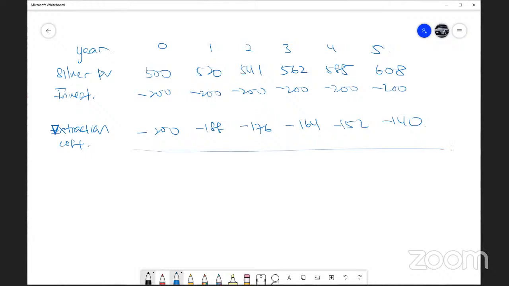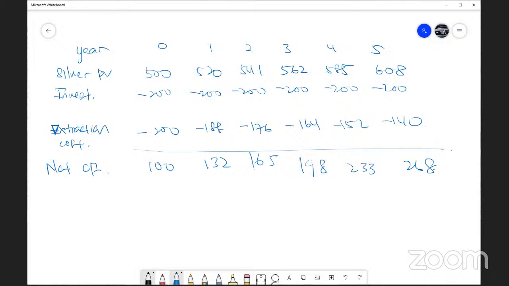So this is all the revenue and the costing. This is your income statement basically for 5 years. So now you want to see your net cash flow. 500 minus 400, 100. 520 minus 388, 132. 541 minus 376, 165. 562 minus 364, 198. 585 minus 352, 233. 608 minus 340, 268. Okay? 268. All right, this is your net cash flow.